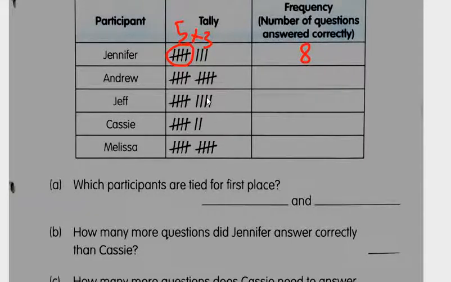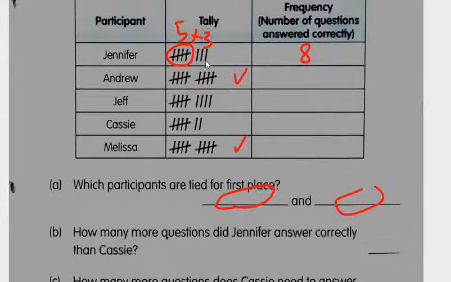Okay, the first place means the highest number, right? The highest number or the highest score. Who got the highest score? There are 2 people, I think, because this one and this one have the same number and they are the highest. So that will be the answer for here. Question B, how many more questions did Jennifer answer correctly than Cassie?